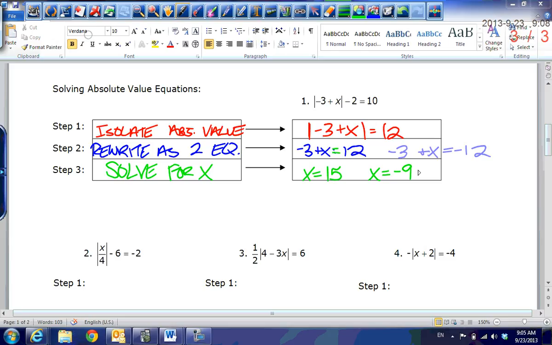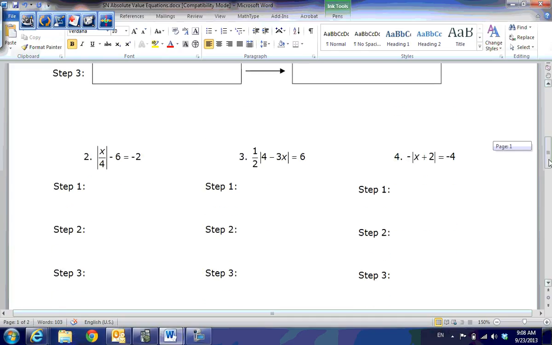All right, any questions on the 3 steps? This will work like this every single time. It will be this season's homework.